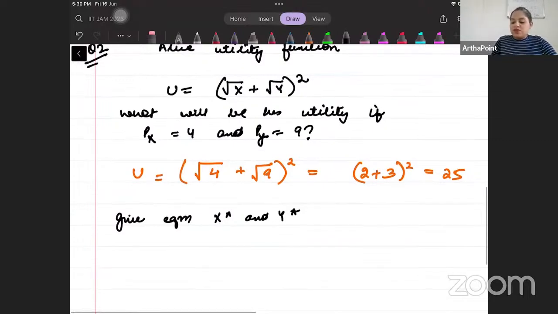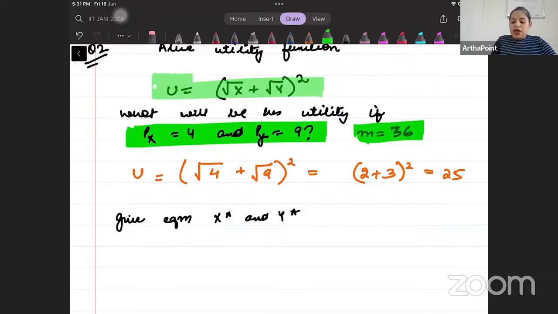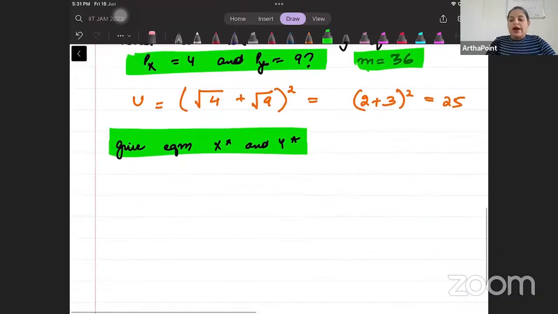So you're given the prices of the two goods. And let's say you're also given income of the consumer as 36. You're given the prices of the two goods, and the utility is root x plus root y whole square. I want you to give me what will be x star and y star. That's a question for you to identify. Okay. Now the next question that I have, this was from utility functions. The next question that I'm going to give you is the following.